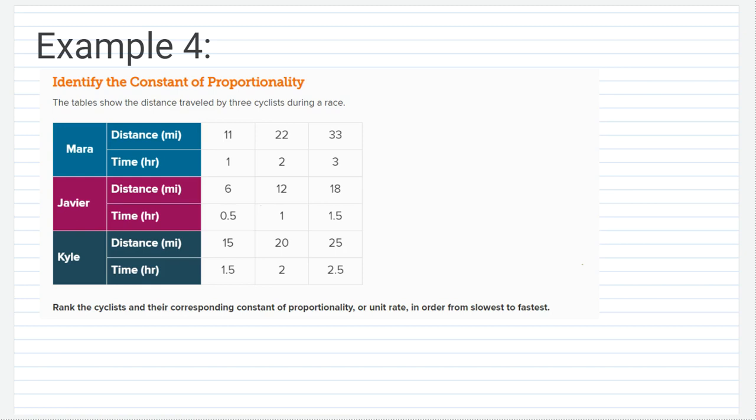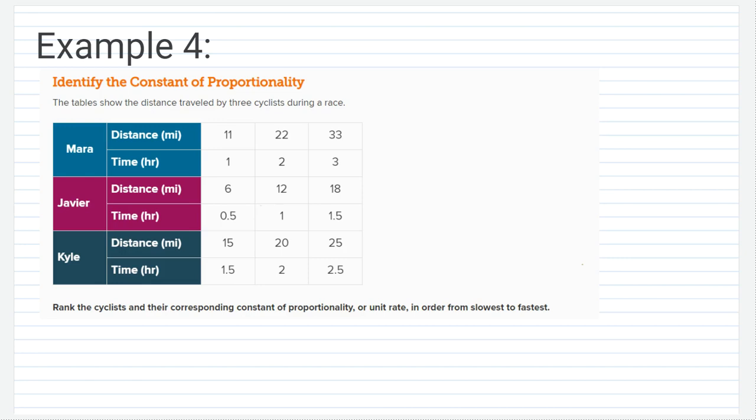Mara's is a proportional relationship, Javier's, and so is Kyle's, right? So we don't have to test for that. All we need to do is look for the unit rate, and we're looking at their speed, right? So we're going to rank them from slowest to fastest. So that is miles per hour.